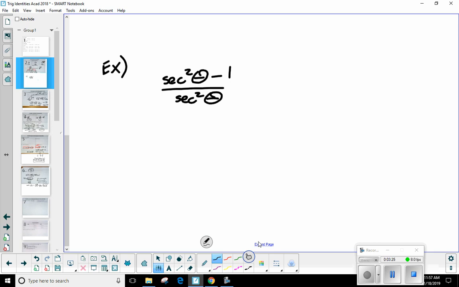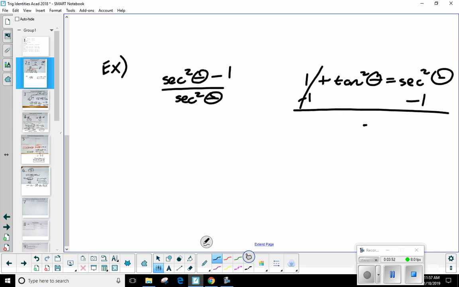Now, what Pythagorean involves secant squared? Okay. So 1 plus tangent squared is equal to secant squared, right? So I want to rewrite this so that it looks like secant squared minus 1. So I'm just going to change the formula, like we're solving an equation. So minus 1, minus 1. Those opposites are going to cancel. So there is secant squared of theta minus 1. What does it equal? Tangent squared.